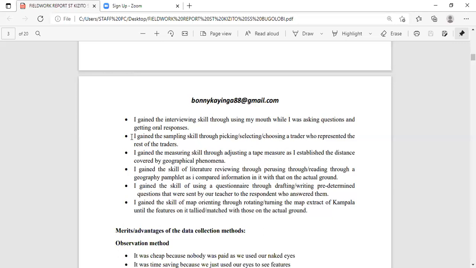I gained the sampling skill through picking, selecting, choosing a trader who represented the rest of the traders. Good. Another one.